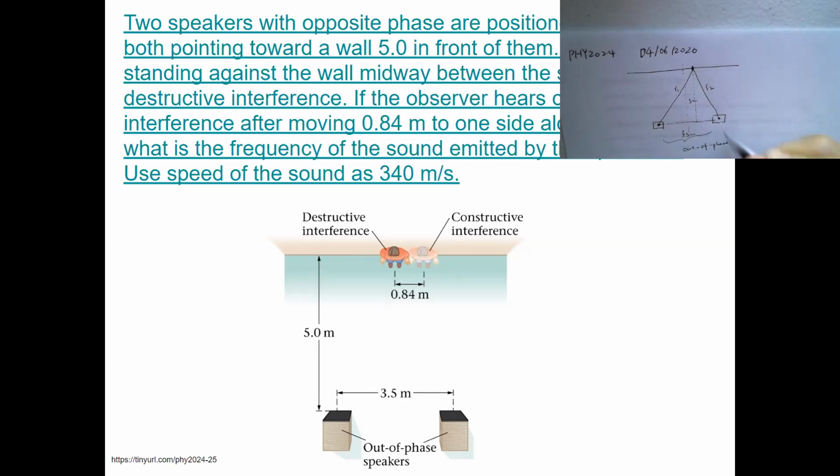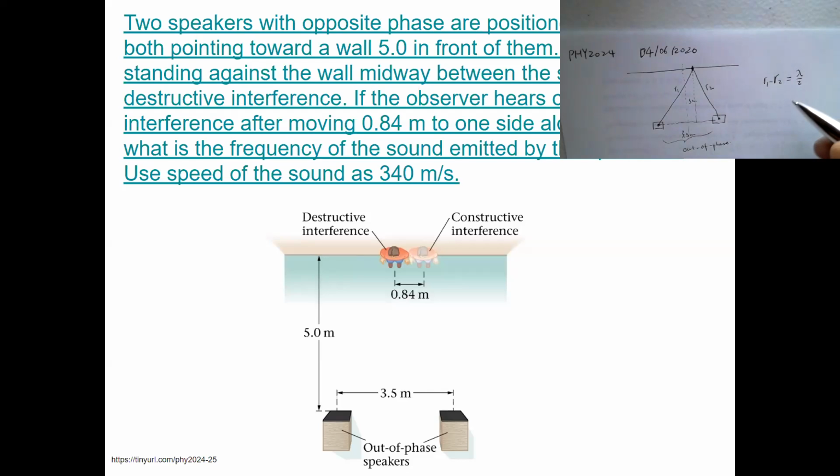At this location, when the observer hears the constructive interference, the difference between R1 and R2 should be equal to half of lambda, because this is the first time he hears that. If it says the second time he hears the constructive interference, then that means 3 halves. So it's 1/2, 3 halves, 5 halves, etc.